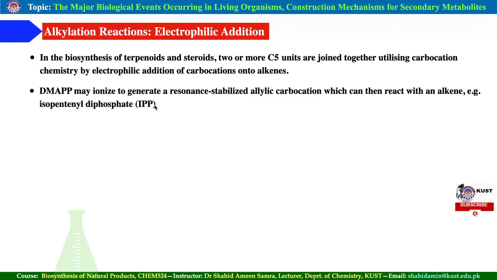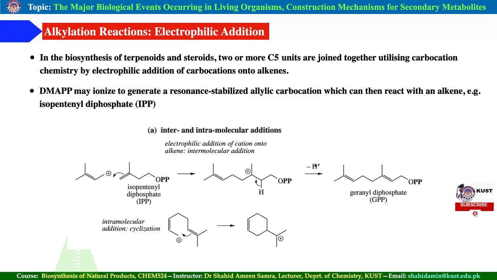As a result, we will have a species like this one. So this is our carbocation that is produced as a result of ionization of DMAP. And this is our IPP, that is isopentenyl diphosphate. Its double bond may attack here because this is an electron-rich system. It contains pi electrons. So this pi electron may flow towards this carbon that has a deficiency of electrons. As a result, this carbon will get a positive charge because these electrons are moving towards this carbon.